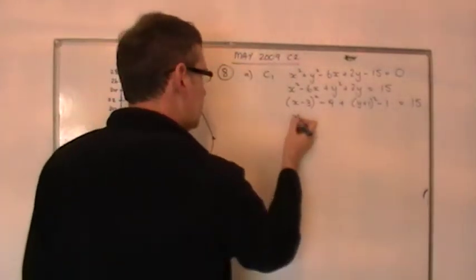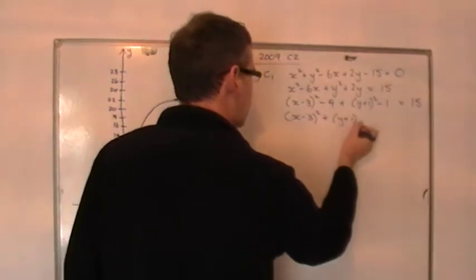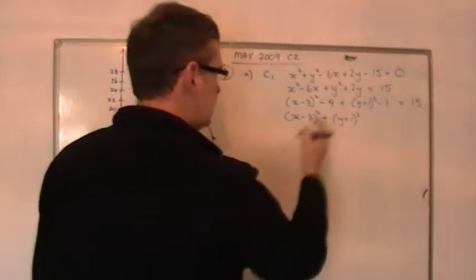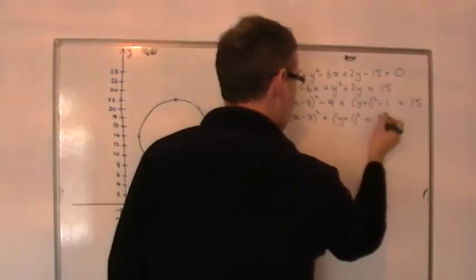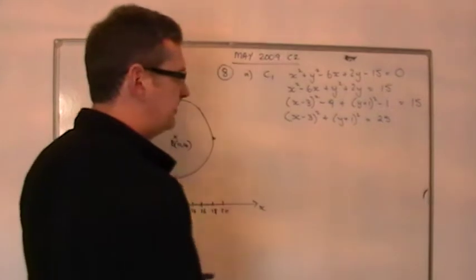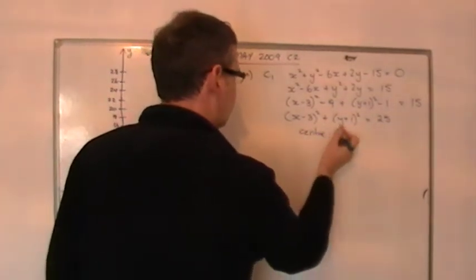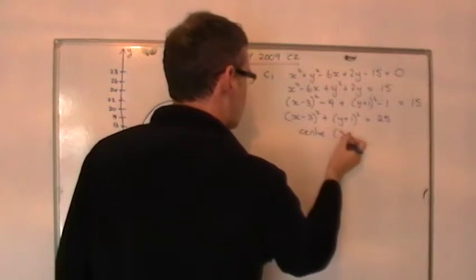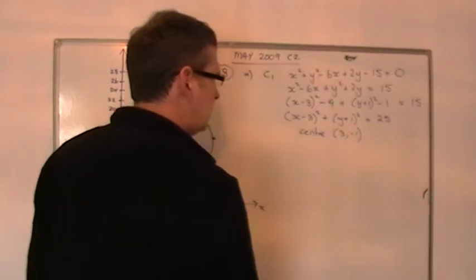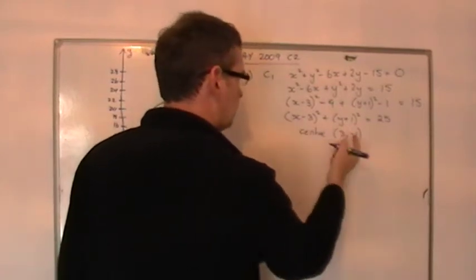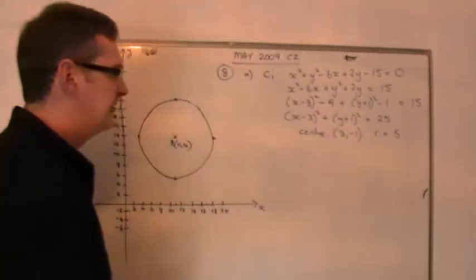Okay, reorder it. x minus 3 in a bracket squared, plus y plus 1 in a bracket squared. Take the minus 9 minus 1 to the other side, they become positives. You end up with positive 25. So you can see straight away that the centre of this first circle is (3, -1), using those brackets to help me. Minus 3, 3, plus 1, minus 1, and the radius is the square root of 25.